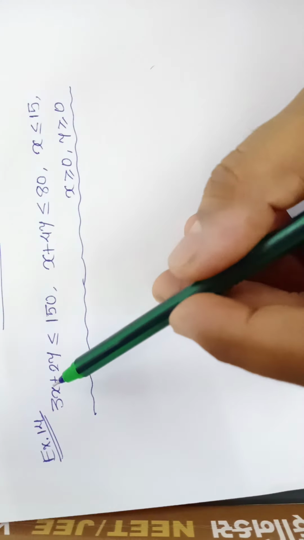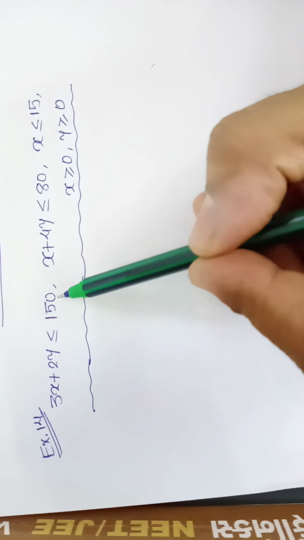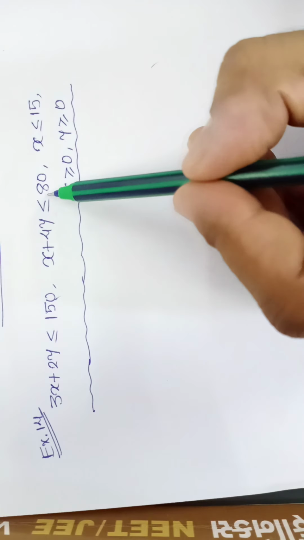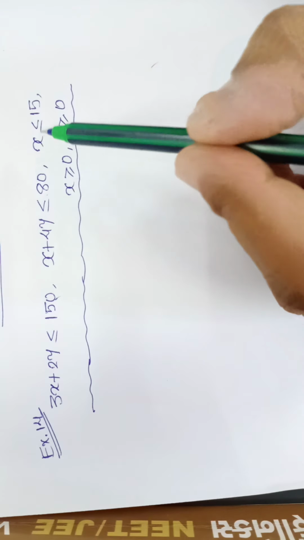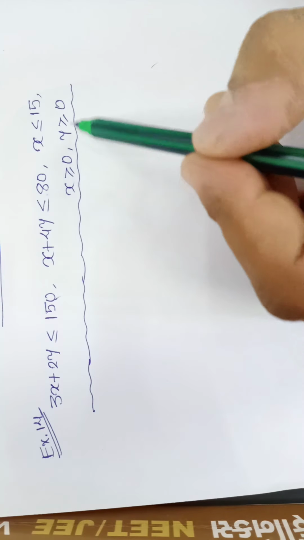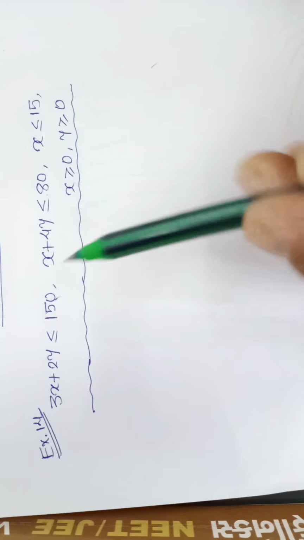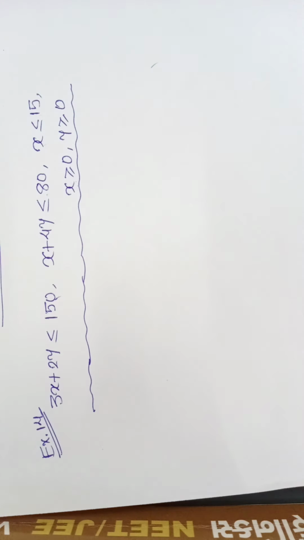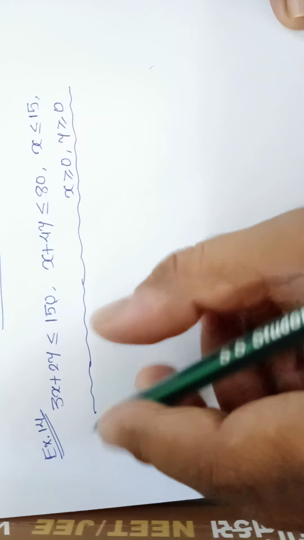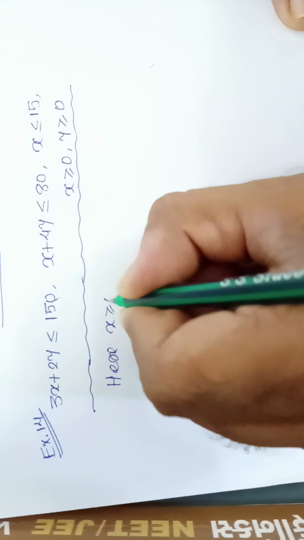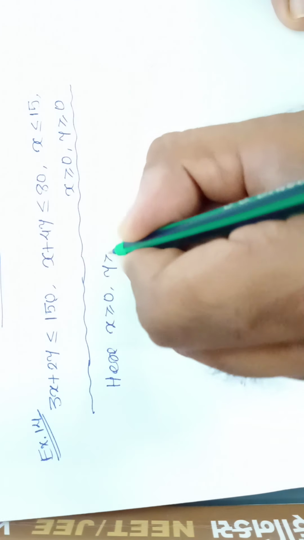So let us start with a new one. 3x plus 2y is less than or equal to 150. x plus 4y is less than or equal to 80. x is less than or equal to 15. And x greater than or equal to 0, y greater than or equal to 0. Now we know very well that x greater than or equal to 0 and y greater than or equal to 0 represents the first quadrant, right? So we start with this here.